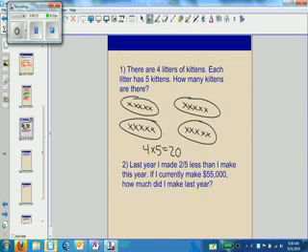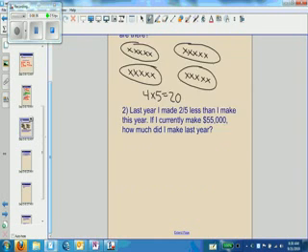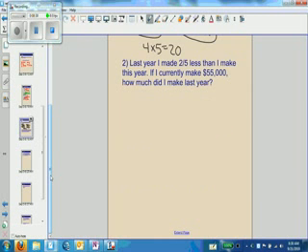Now, our problems are going to get a lot harder, and they're going to have fractions in them. But if we can think like this, it will help us. So number 2, last year I made 2/5 less than I make this year. If I currently make $55,000, how much did I make last year? This is a different kind of problem than our last one, and it's definitely a little harder.